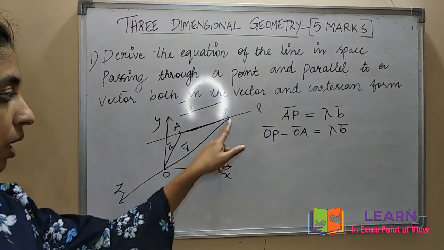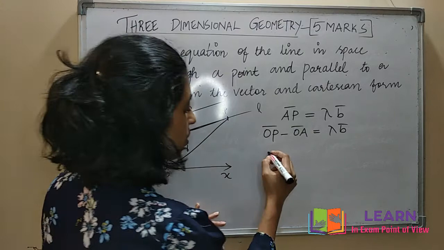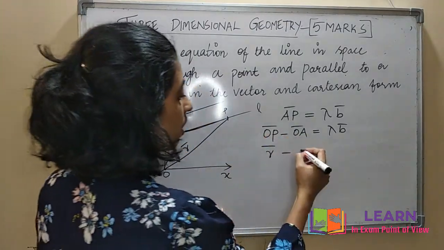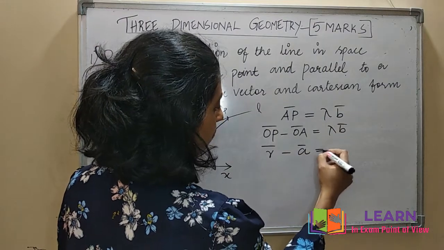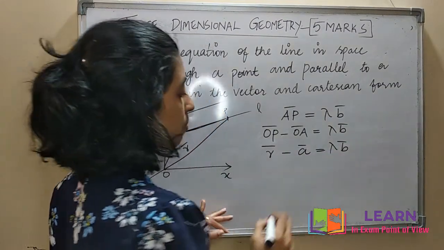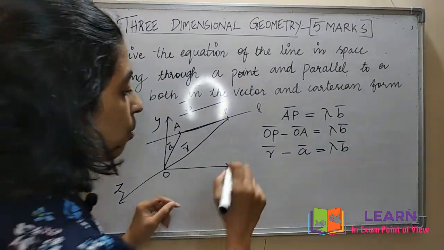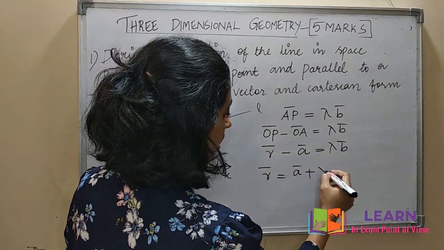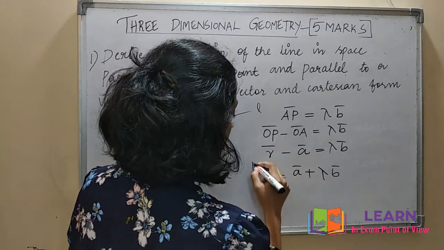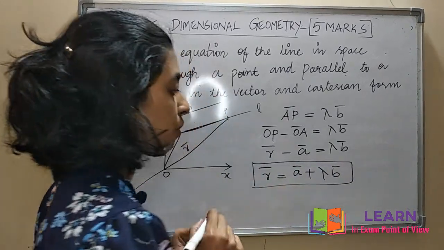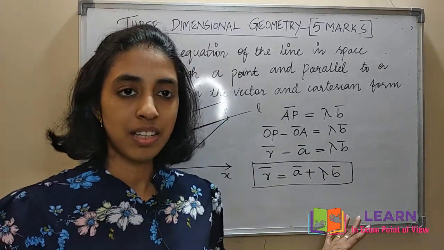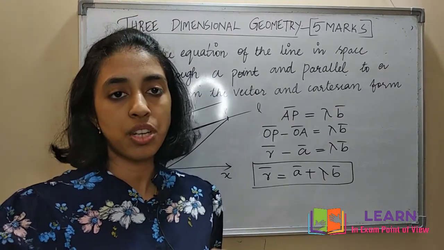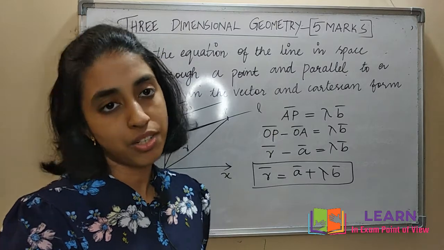Now what is OP here? R vector. So substitute that here. R vector minus OA, which we have assigned as A vector, equal to lambda B vector. Now R vector can be written as A vector plus lambda B vector. This is the vector form of the equation of a line. Clear? So the vector equation is easy. From the vector equation you can change to Cartesian form. How?